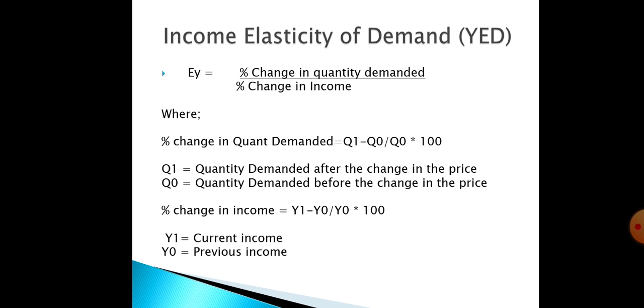Here, EY is equal to the percentage change in quantity demanded divided by the percentage change in income, where the percentage change in quantity demanded is equal to Q1 minus Q0 divided by Q0 multiplied by 100. So Q1 is the current quantity that is now being demanded. Q0 is the previous quantity before we changed our prices. Then the percentage change in income is Y1 minus Y0 divided by Y0 multiplied by 100. Y1 is the current income, Y0 is the previous income of the customer.